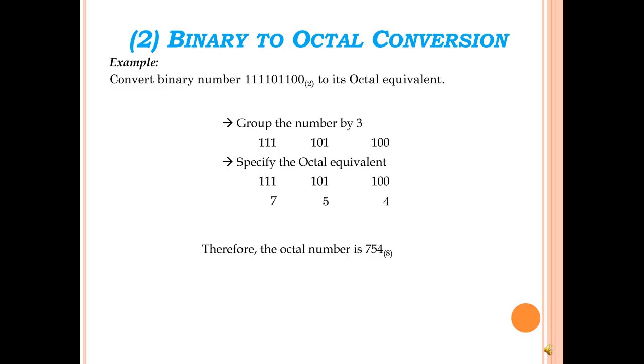Now we have to specify the octal value of these numbers. So as per the 3 digits, 111 denotes 7, 101 denotes 5, and 100 denotes 4. Finally, the octal number is 754 base 8.